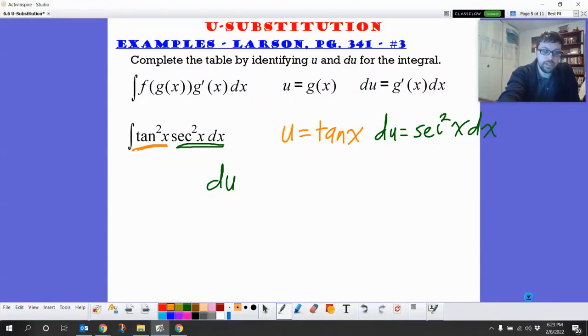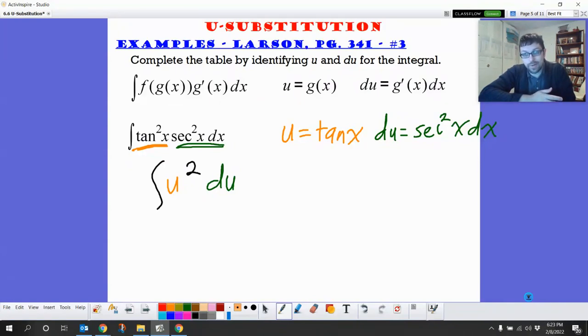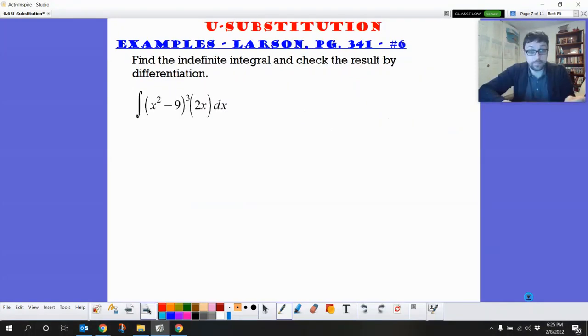Then we've also got our u, but I would like a different color, please. We've got the tangent squared. We know tangent we're going to say is the same as u. We still have the squared, though, so we get u squared, and we still have the antiderivative. So there we were able to substitute it, so we only have u's instead of x's, and it's much easier to differentiate u squared than it is tangent squared and secant squared.